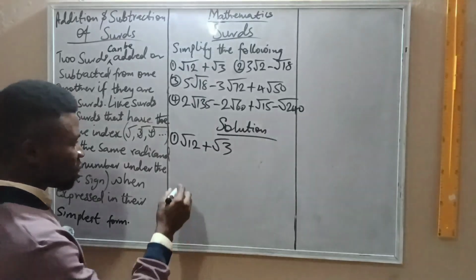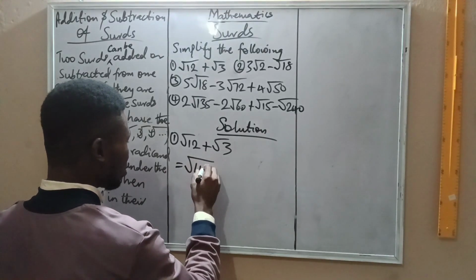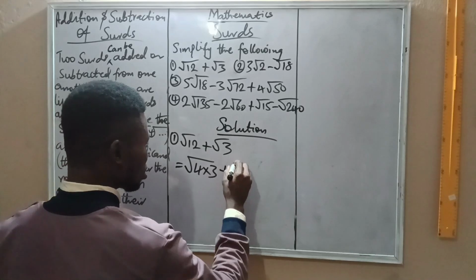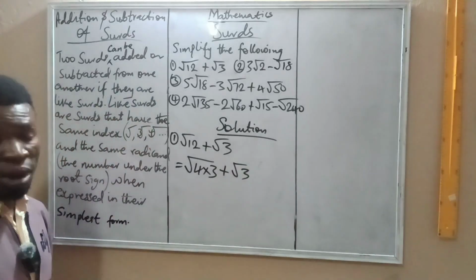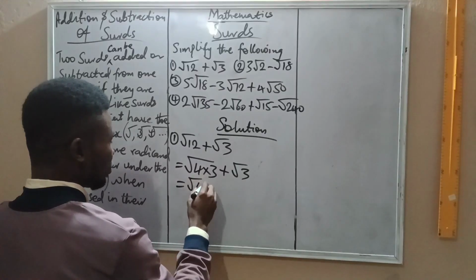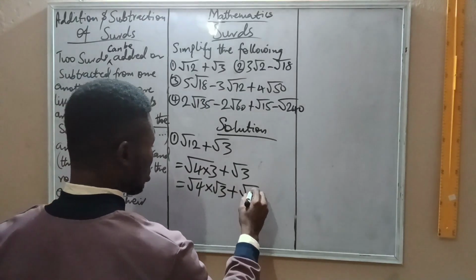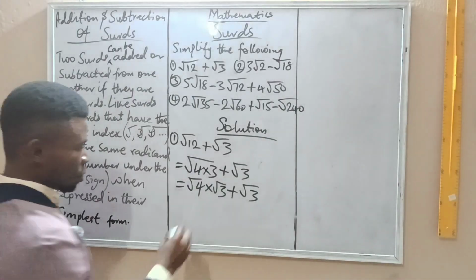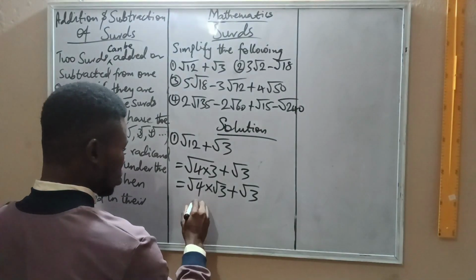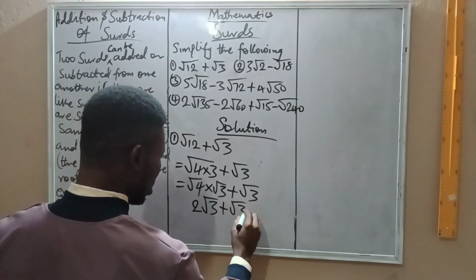So therefore, this will now be equal to root of 4 multiplied by 3, plus surd 3. Which is surd 4 multiplied by surd 3, then plus surd 3. And surd 4 is 2. That means 2 surd 3 plus surd 3.